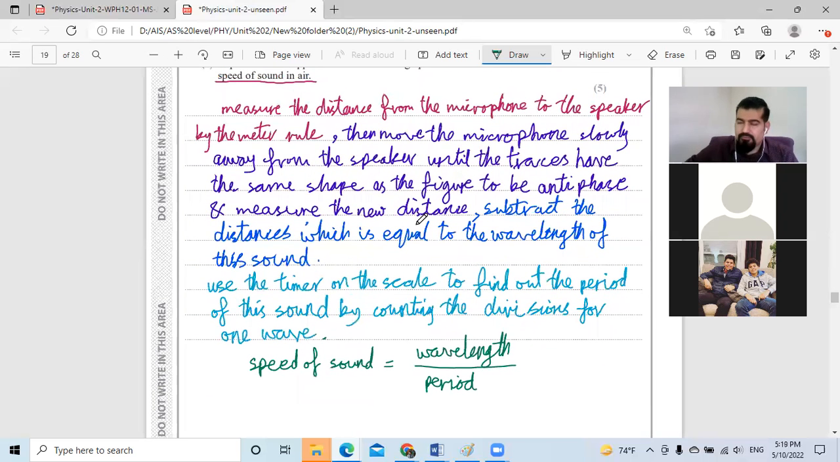Take a screenshot. This is the first point, first paragraph. This is the second point, second paragraph. And this is the third point.